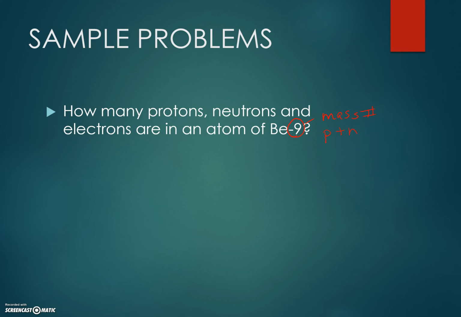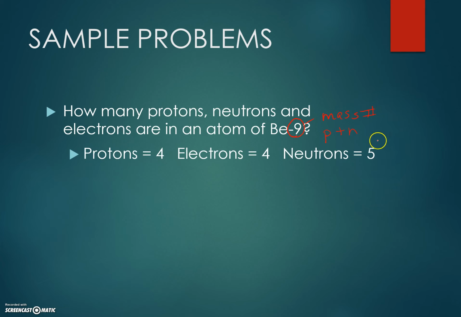So I look up Be on the periodic table and I notice that the top number is 4. If the top number is 4, that tells me my number of protons. My protons are 4. If it's neutral, because it's an atom, then my electrons must also be 4. And then if protons plus neutrons is 9, then I must have 5 neutrons because 9 minus the 4 gives me the 5. So 9 is my mass number, 4 is my protons, so 5 is my number of neutrons.